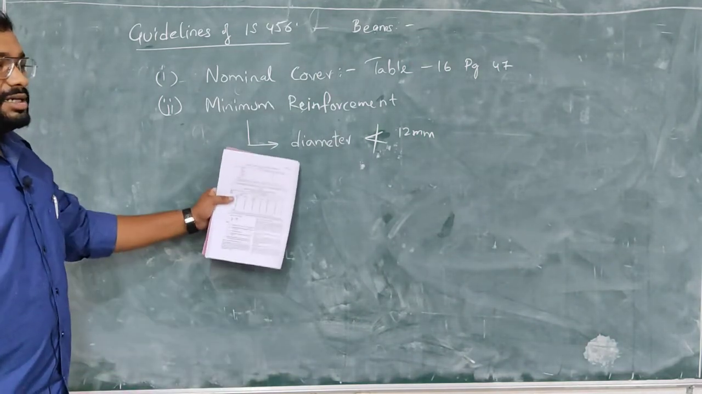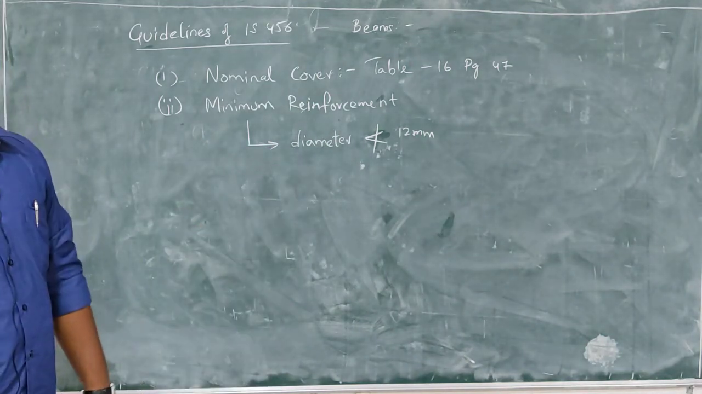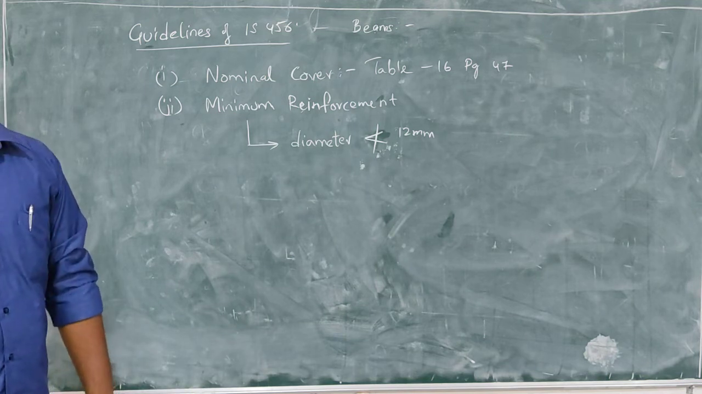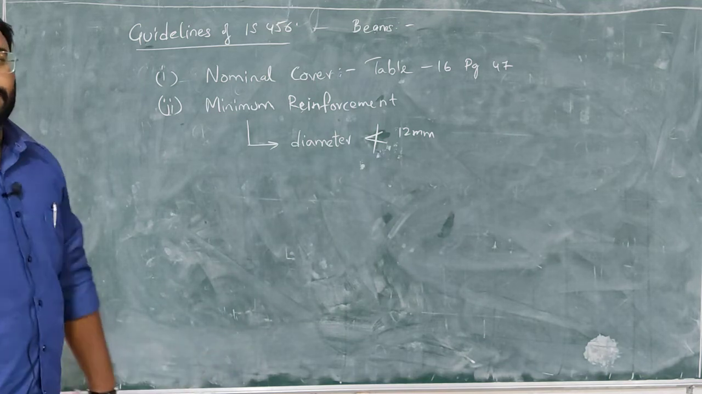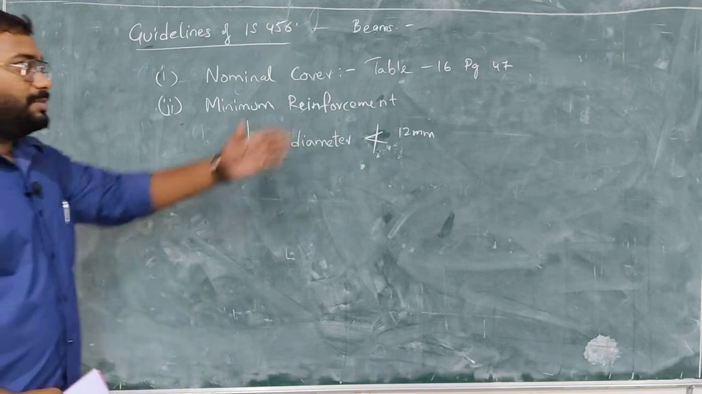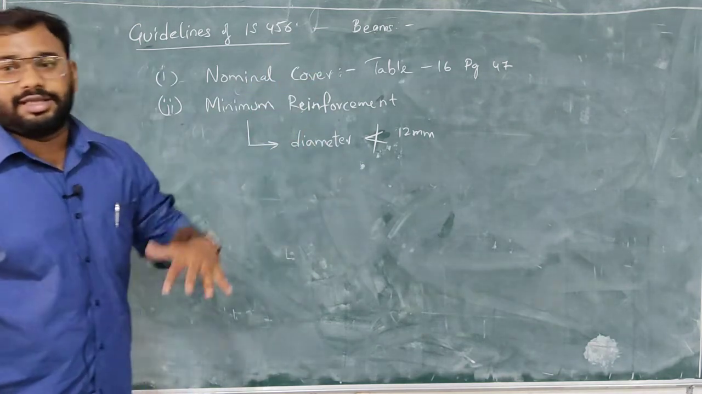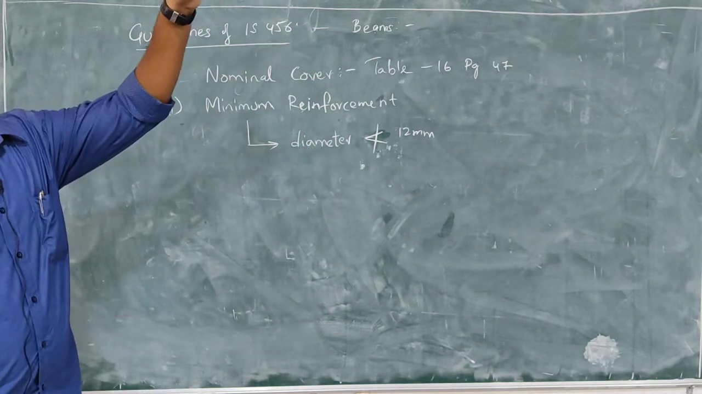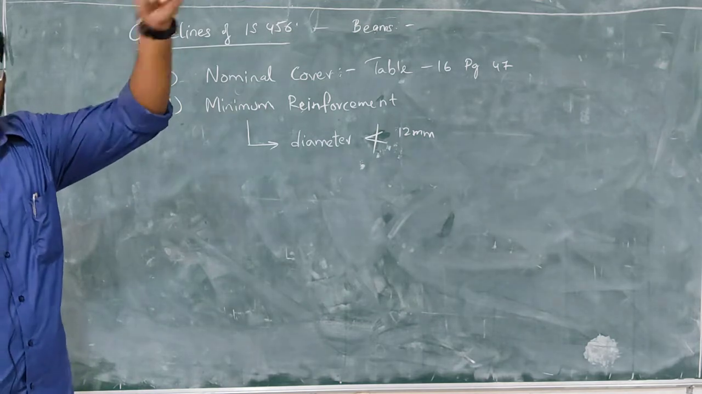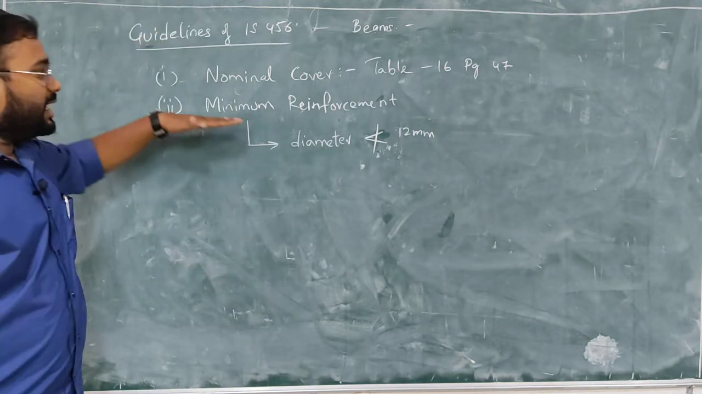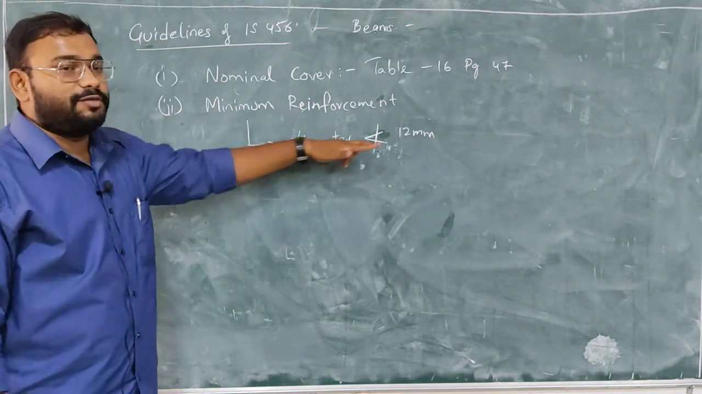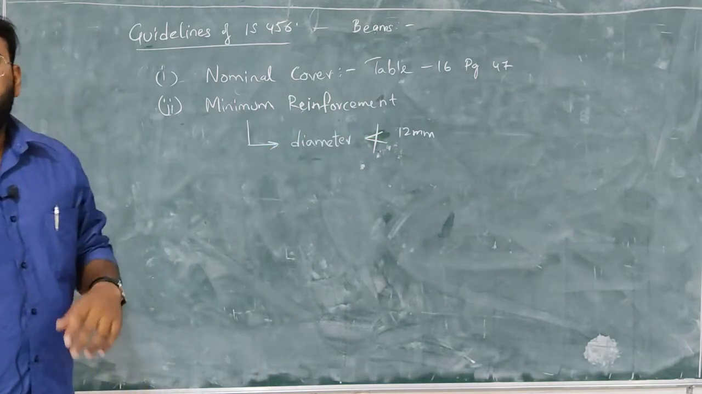Don't consider beams which are on the ground, such as plinth beams. There are some beams which are lying on the ground. Those are considered to be beams, but we don't have any slab load on them. These are roof beams, which are supporting the slab on them. In that, the minimum diameter of reinforcement should not be less than 12 mm.